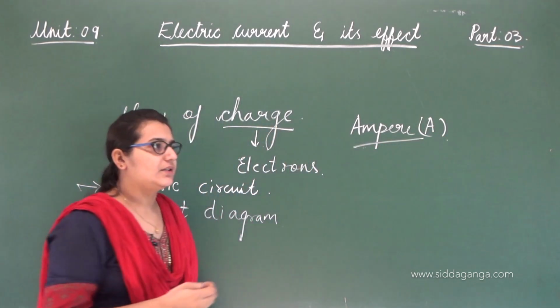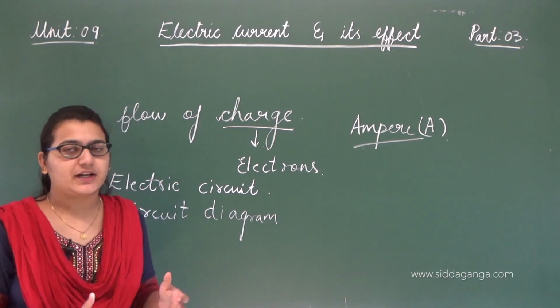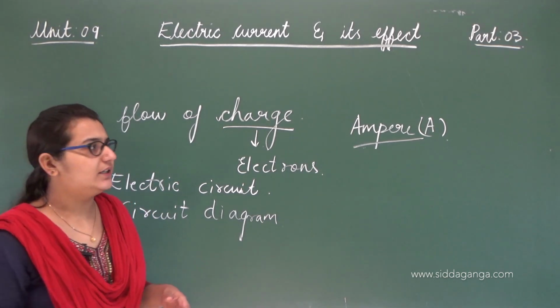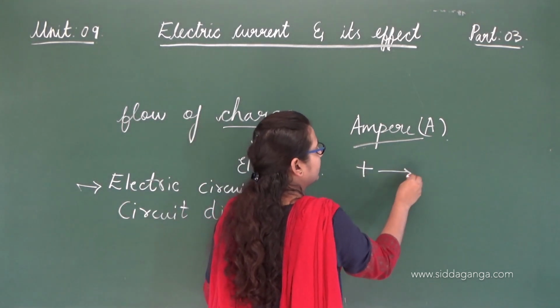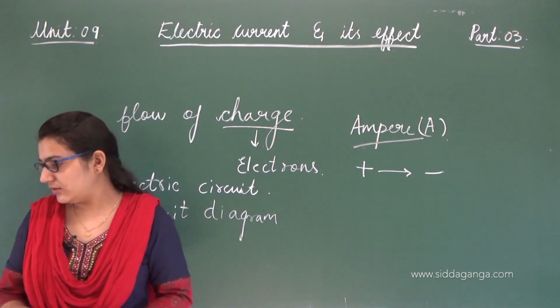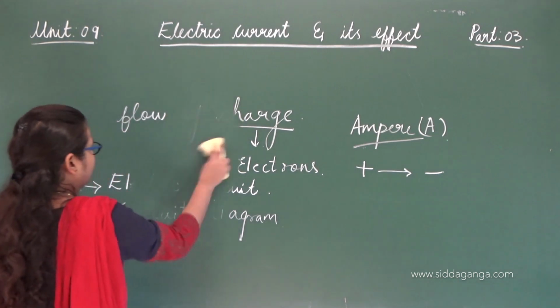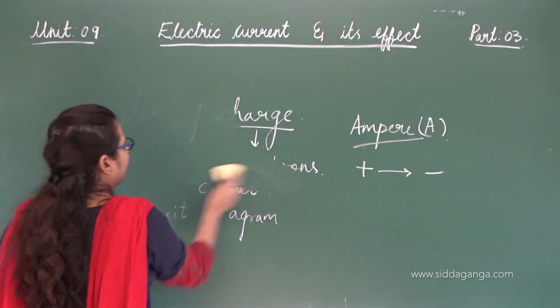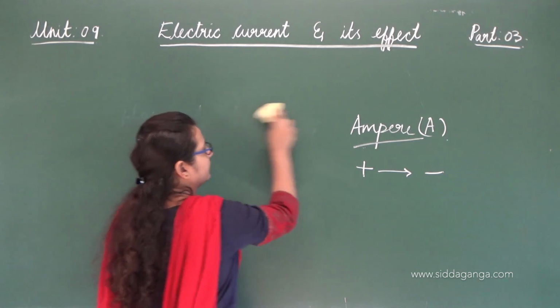And we have also learned that the flow of electric current, whatever current is passing, is from the positive terminal to the negative terminal. So this is about the current, and this is represented by simple circuit diagrams.